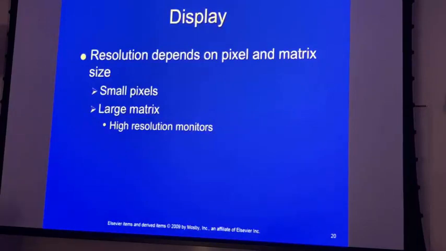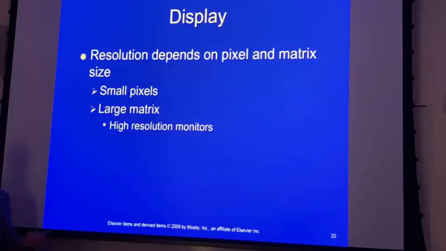So on display, the resolution depends on pixel and matrix size. So what you want is small pixels and a big matrix, right? So you're looking at the dry erase boards over there. It's a big board, right? But how much resolution would you have if we were to try to create an image and the only thing that we could represent is 2 different small individual portions of an image on that board? In other words, we broke that up into 2 pixels. What would your resolution be?